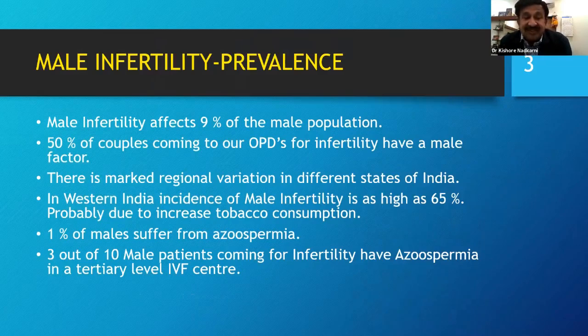In our clinic, we see almost 5 to 7 male patients daily and even 2 to 3 patients of azoospermia. This is probably due to increased tobacco consumption. We have a large consumption of gutka in our area. 1% of all males suffer from azoospermia, and 3 out of 10 male patients coming for infertility have azoospermia in our center.